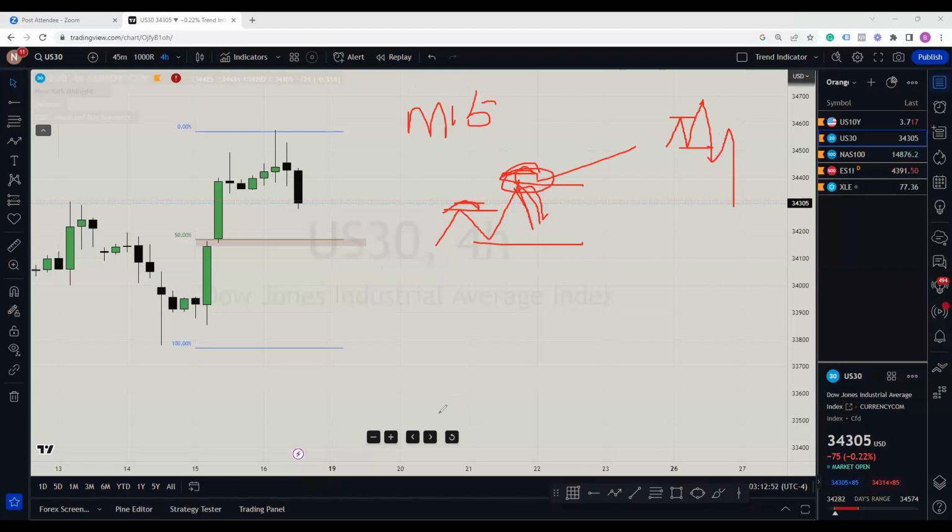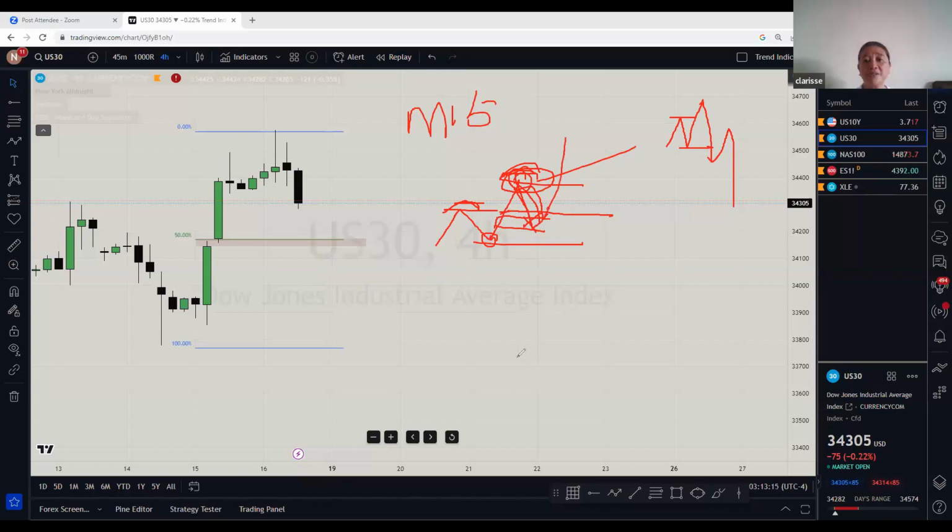Now, next question is, where do you think the price is going to reverse to? At least 50% of this range, which is around here. Now, in the vicinity of this 50% and below, is there any gap? If there's a gap here, it means the price is likely to come to this gap and then reverse back up. You follow? Yes.